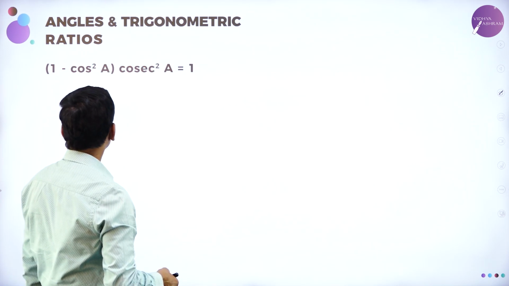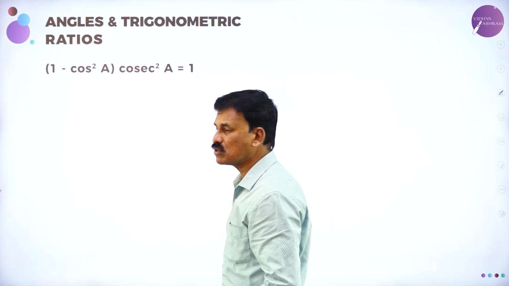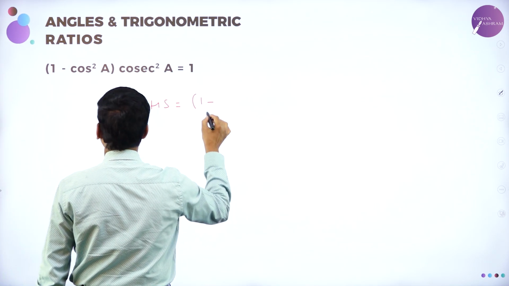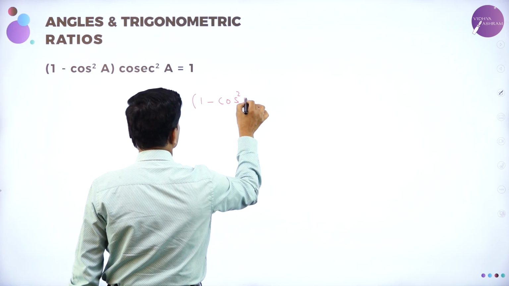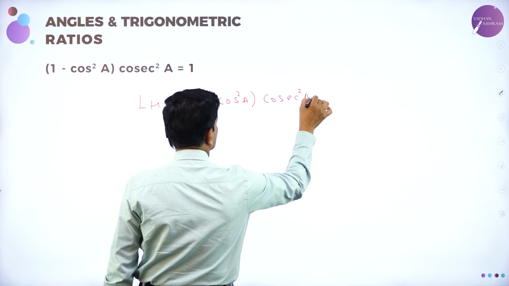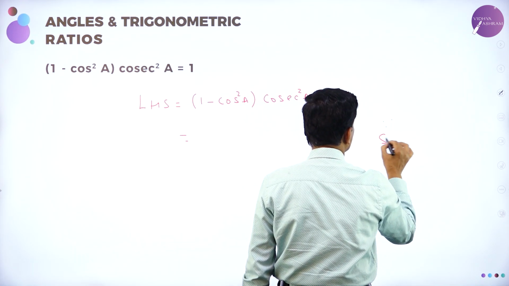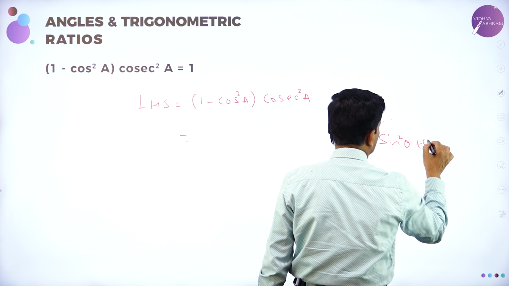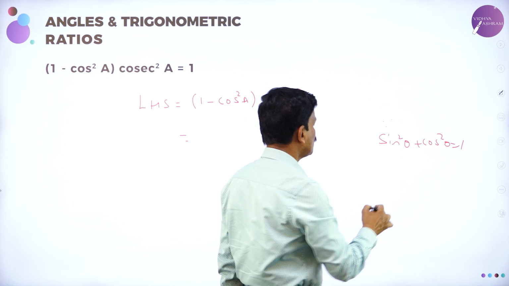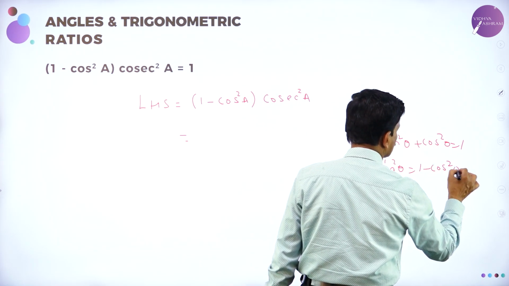Now, move on to the next problem. Prove that 1 minus cos square A into cosecant square A is equal to 1. Here also take LHS. LHS is 1 minus cos square A into cosecant square A. Now, you know from identities, sin square theta plus cos square theta is equal to 1. From this, we can find the relation for sin square theta: sin square theta is equal to 1 minus cos square theta.